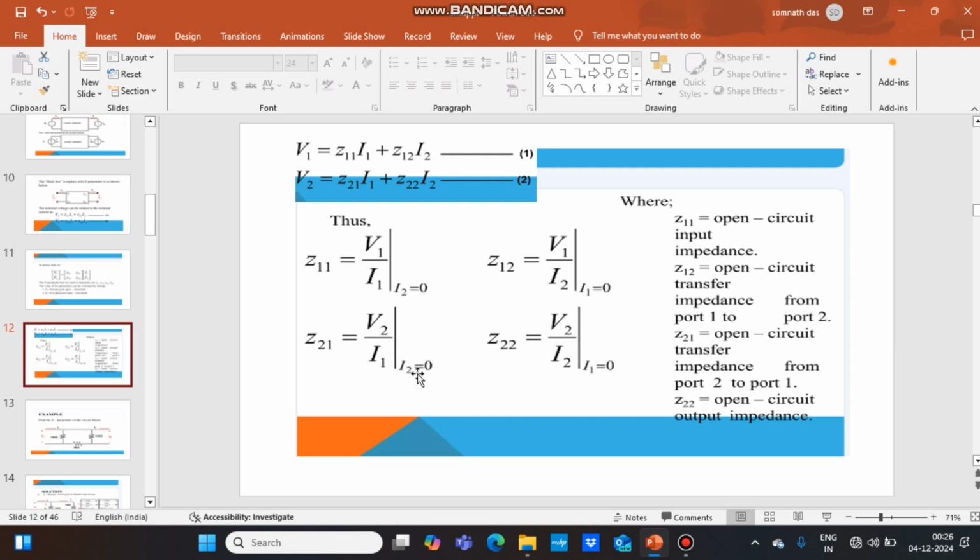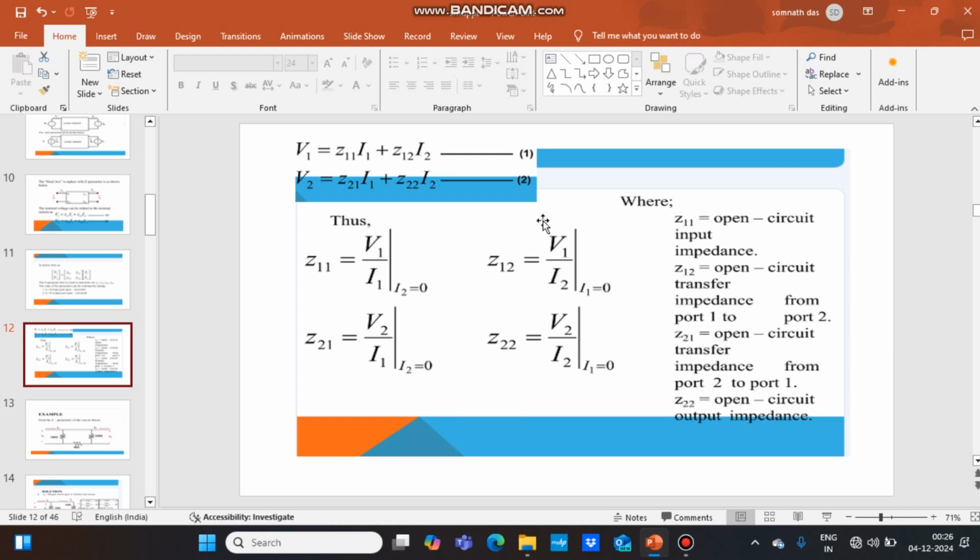I2 equal to 0 means the output port is open circuited. When the output port is open circuited, we get the V2 voltage across the output port, and here I1 is the input port current. So we are getting the voltage from the second port or output port and current from the input port. That's why it is known as the transfer impedance.